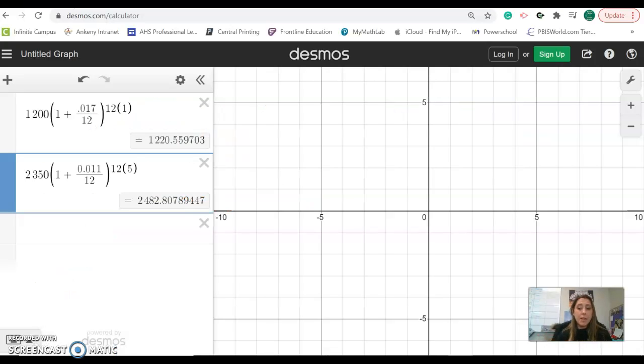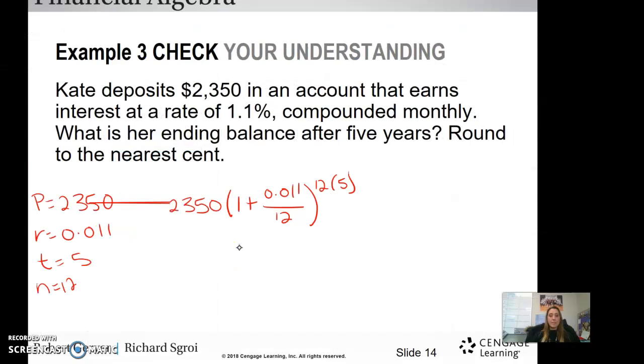So again, I plugged everything in. I put in my principal, my rate, my N, my time, and I get that after 5 years, the account balance will be $2,482.81. So go ahead and put that in your notes. So I think I said it was $2,482.81. Make sure that's correct. I'm going off of memory.